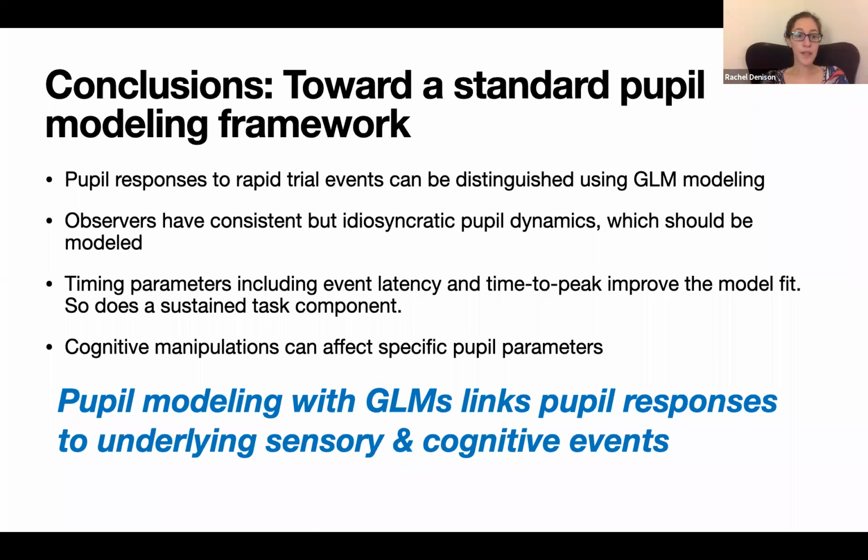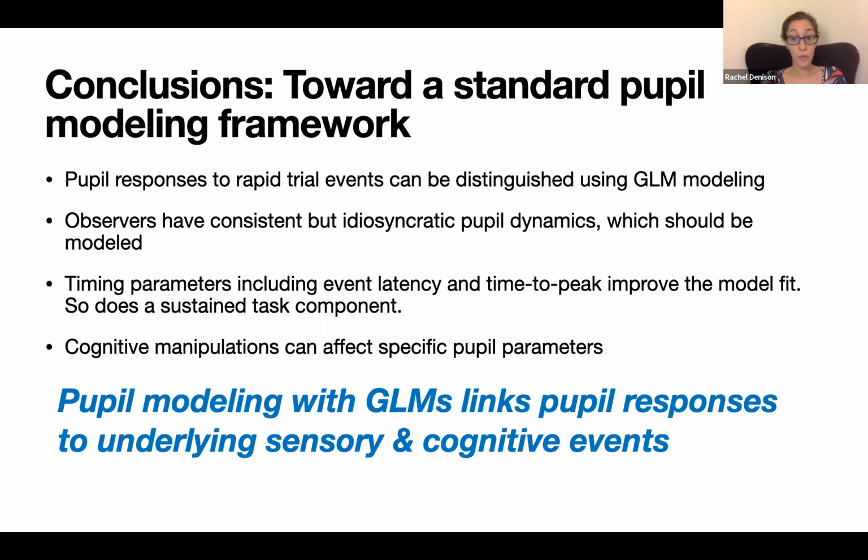So our conclusion here is that pupil modeling with GLMs links pupil responses to underlying sensory and cognitive events. This can be done even for rapid event sequences that are themselves faster than the sluggish pupil response. And importantly, doing this kind of modeling can affect the interpretation of your data.